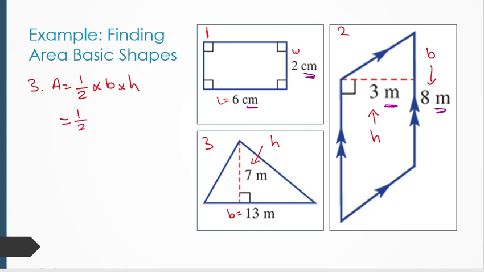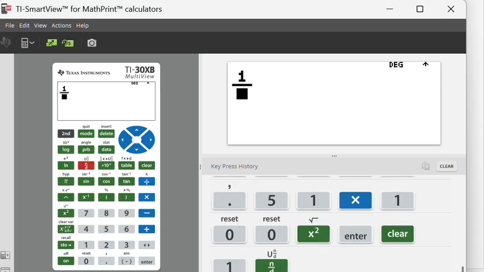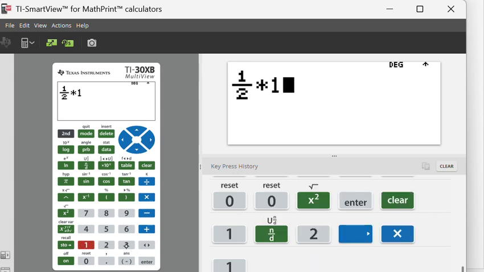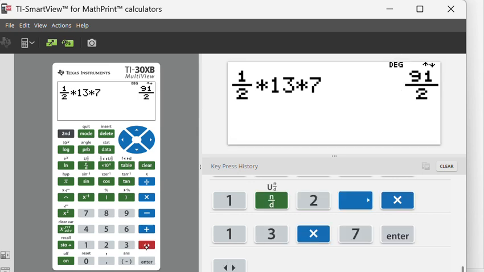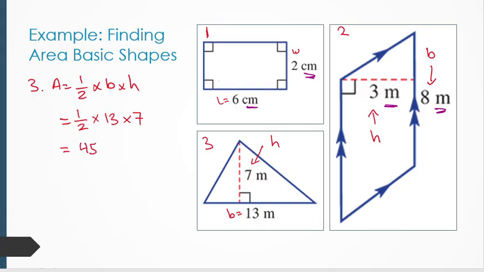So I'm going to substitute my base and height into the formula. So it'll be half times 13 times 7. Now, if you type this into the calculator, you get this fraction here. To sort of bypass this, all I have to do is press this double arrow above enter, and it'll give you my answer in decimal form. So 45.5. Now, just be careful of the units. I'm dealing with meters, so it will now be meters squared.